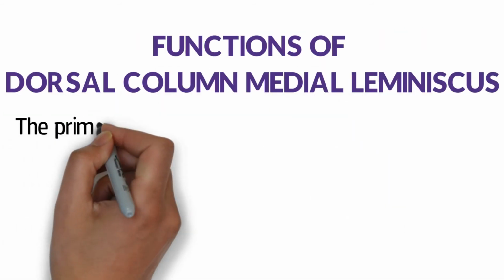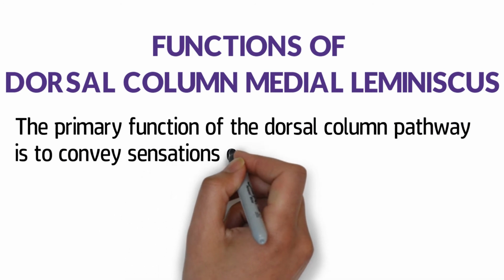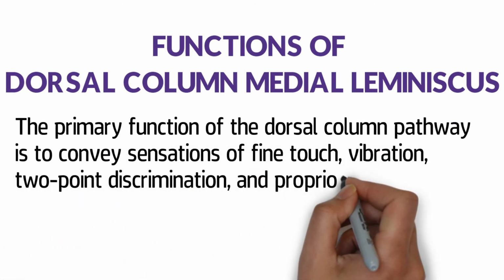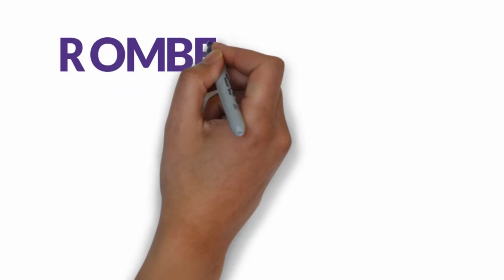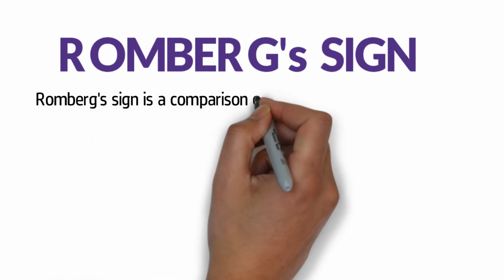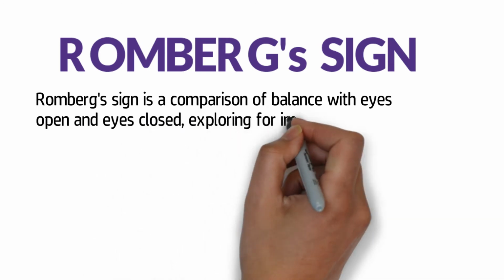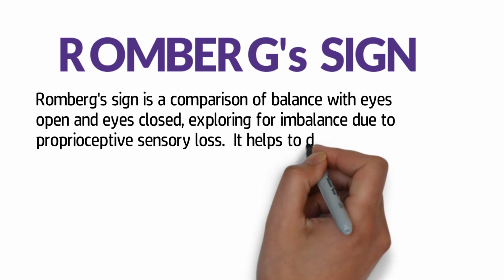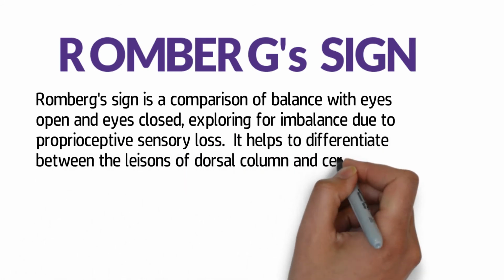The primary function of the dorsal column pathway is to convey sensation of fine touch, vibration, two-point discrimination, and proprioception, that is joint position. Now let's discuss Romberg sign. Romberg sign is a comparison of balance with eyes open and eyes closed, exploring for imbalance due to proprioceptive sensory loss. It helps to differentiate between the lesions of dorsal column and cerebellum.